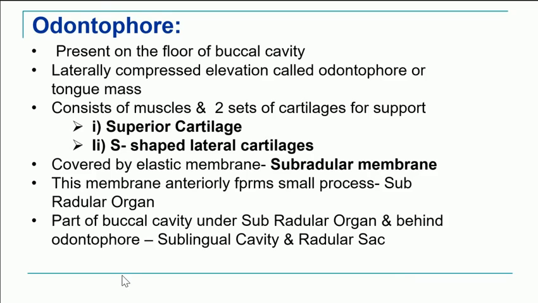Okay, so you have to remember that the odontophore is a tongue-like structure. It is an elevated structure. It has two sets of cartilages as well as muscles, and it has an elastic membrane called the subradular membrane. And further, the floor of this subradular membrane gives rise to what is called the sublingual cavity.